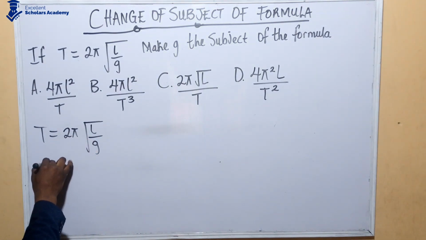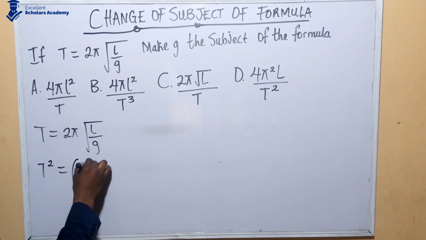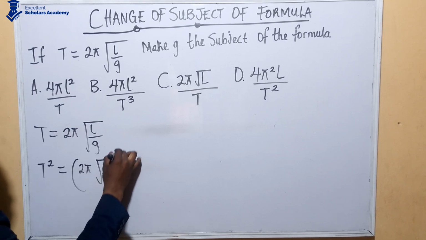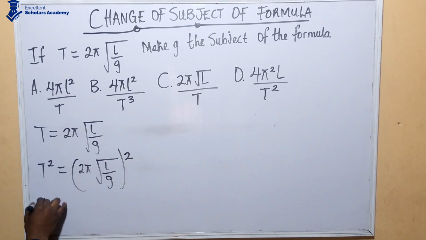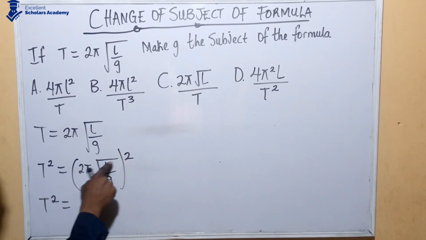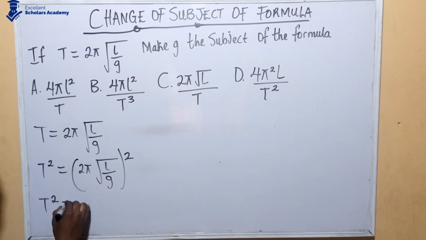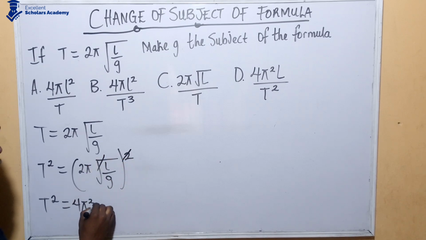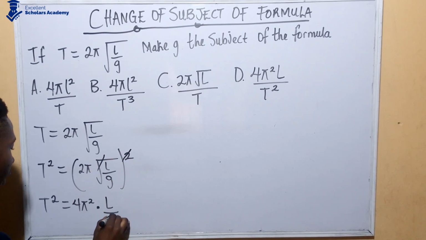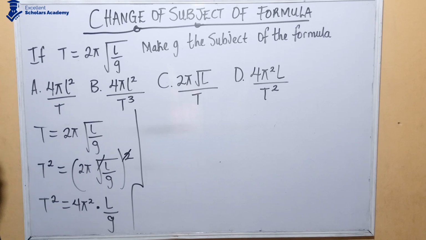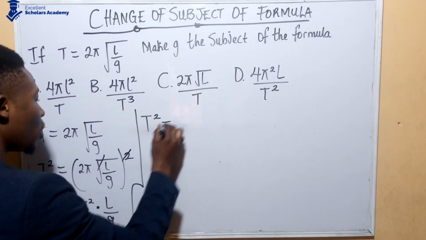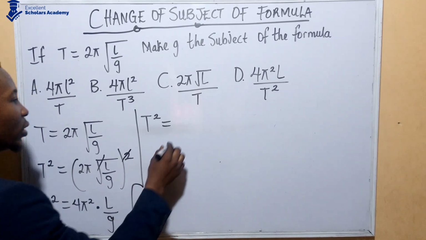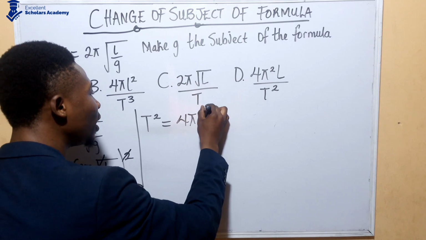It becomes T squared is equal to 2 pi square root L over g all squared. Now this becomes T squared is equal to, of course, this square affects 2 pi. So 2 squared becomes 4. Square affects pi, you have pi squared. Now, of course, this square takes away the square root. So you multiply by what? L over g. Now, we're going to have what? T squared is equal to 4 pi squared times L gives us 4 pi squared L.